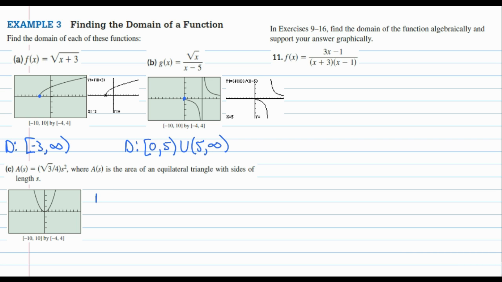So for this domain, I'm going to put in negative infinity to infinity. Again, your infinities have parentheses because you can't actually land on infinity. You can't actually count infinity.